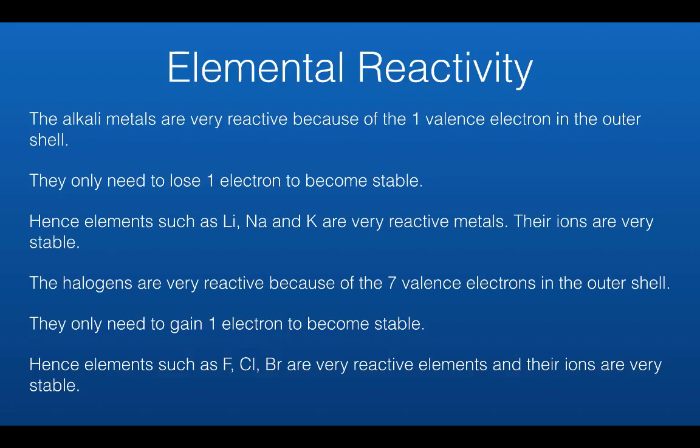The halogens are very reactive because of the 7 valence electrons in the outer shell. They only need to gain one electron to become stable. Hence, elements such as fluorine, chlorine, and bromine are very reactive elements, and their ions are very stable.